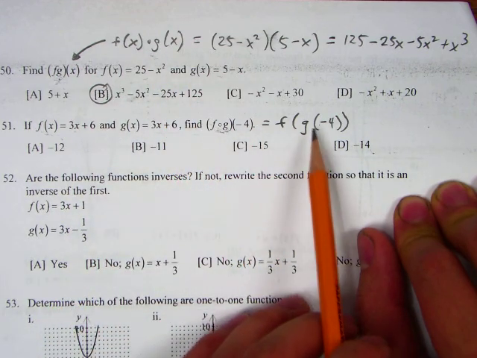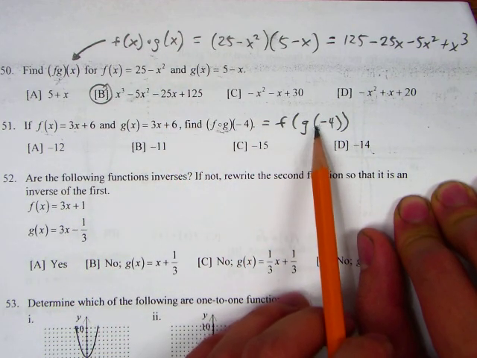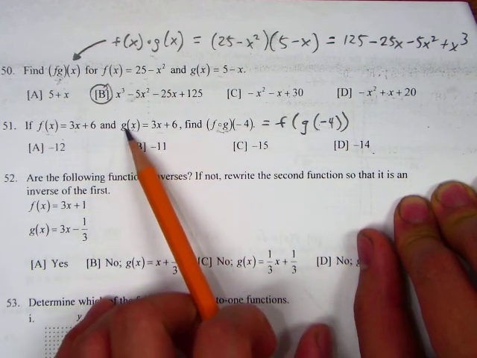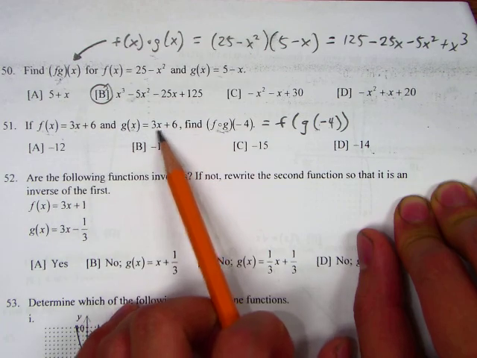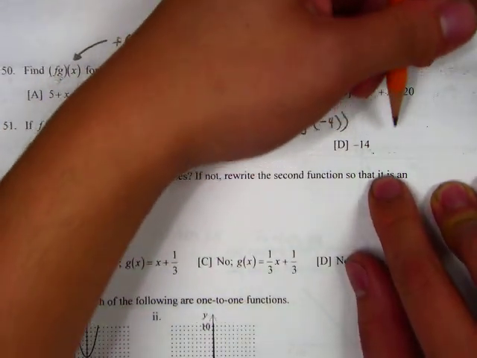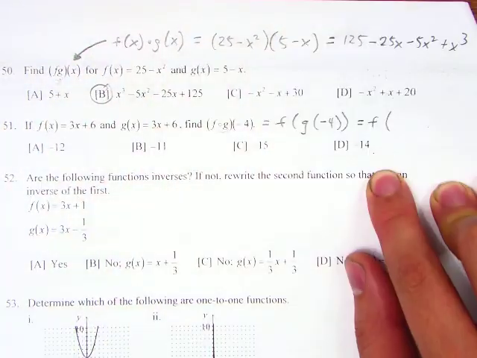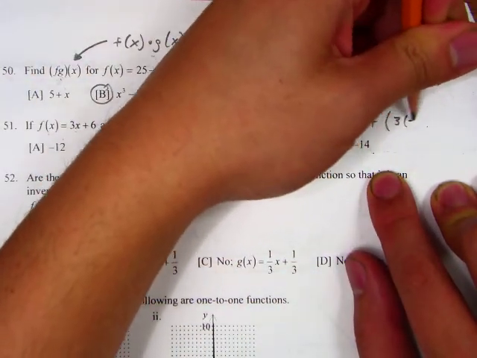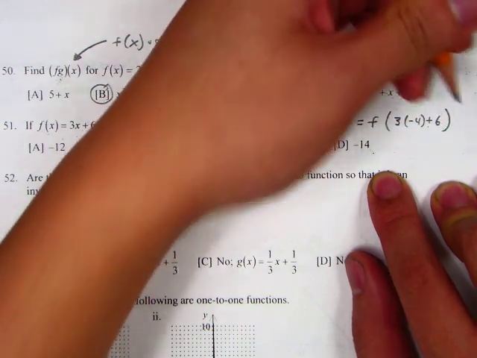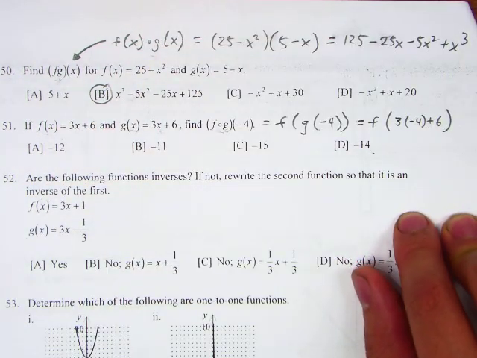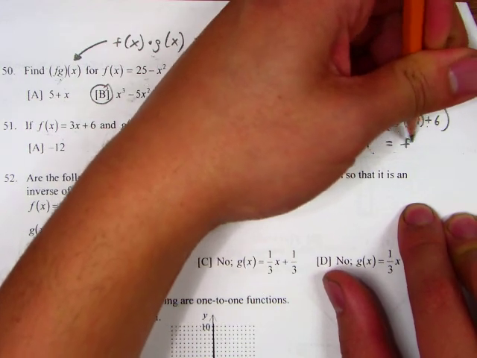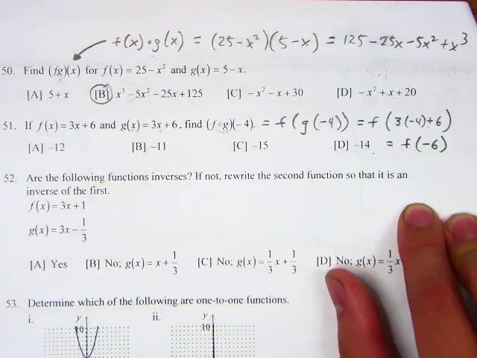If they have that little dot in between, what we're going to do first is evaluate negative 4 for g of x here. So we're going to put negative 4 in for x. So this is going to be f of, so now we're going to put negative 4 in here. So it's 3 times negative 4 plus 6. 3 times negative 4 is negative 12 plus 6 is negative 6. So now we have f of negative 6.